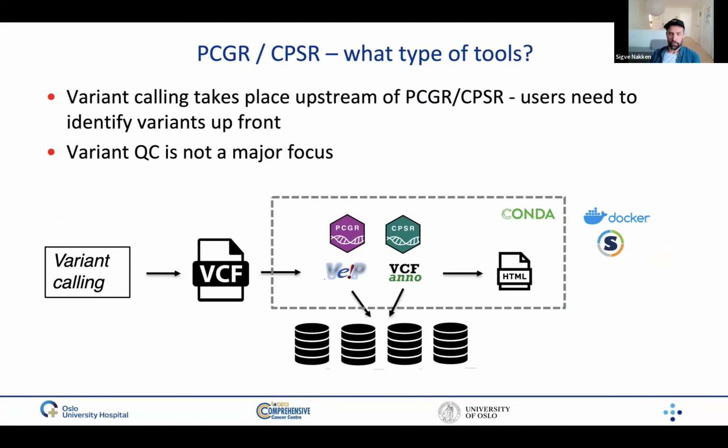One thing that is important to convey is that these tools are interpretation tools, and they're not tools that will call or identify variants in the tumor. This has to take place upstream of PCGR and CPSR. So what you should have in place before you run these tools is a set of high quality variants. I would also like to say that quality control of the variants is not really a focus of the tools. We really expect that users have done a solid job on that part before they run the tools.